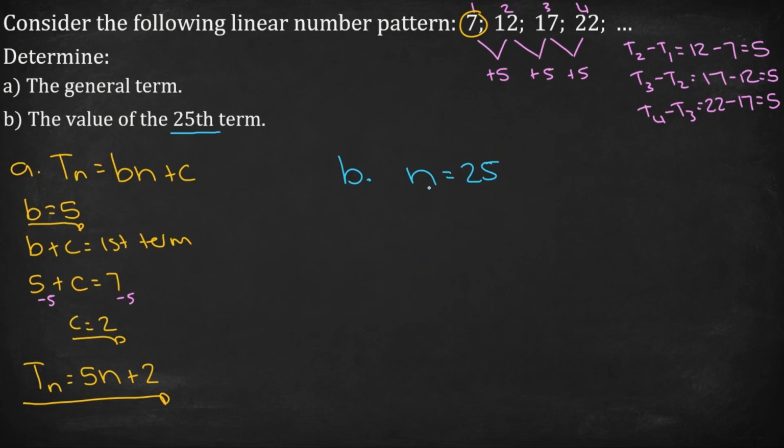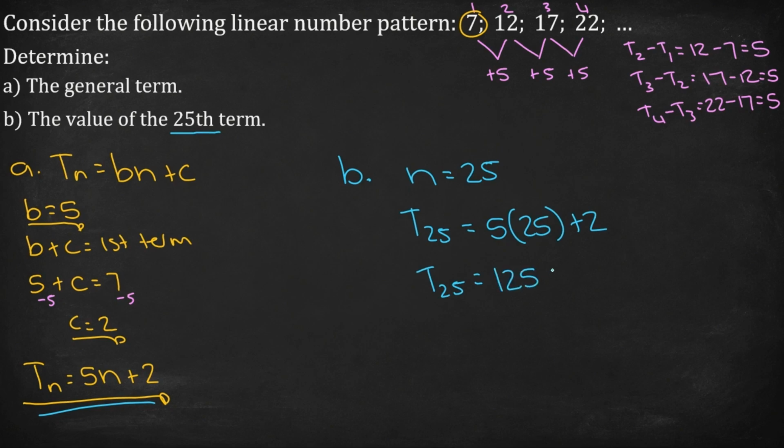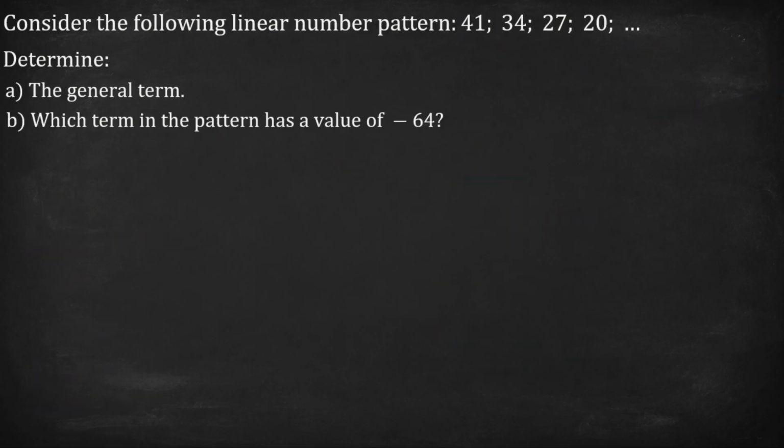So we are going to substitute n equals 25 in our general term. T25, because I'm looking for the value of term 25, is 5 times 25 plus 2. And that gives us T25 equals, now 5 times 25 is 125, plus 2, so the value of the 25th term is 127.